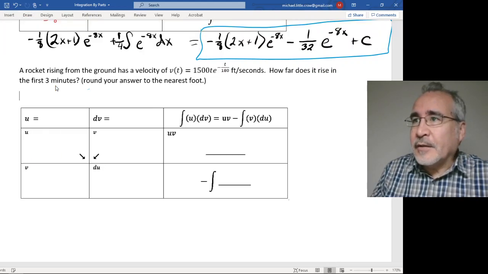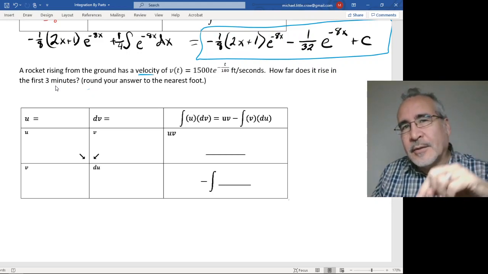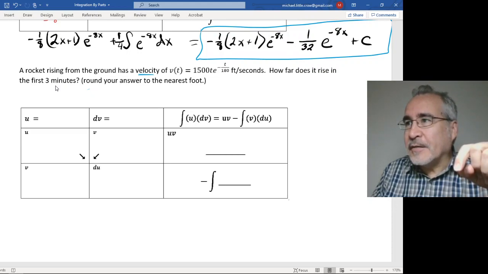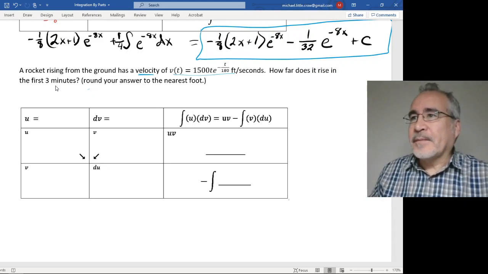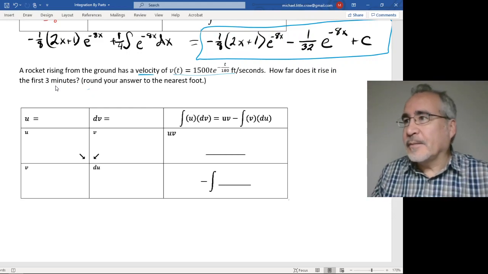So we got a rocket rising from the ground. It's got a velocity. Remember, velocity is the derivative of position. So they give us this. How far does it rise in the first 3 minutes? That's a position question. And so what they're really asking us to do is to integrate this and go from 0 to 3, the first 3 minutes.